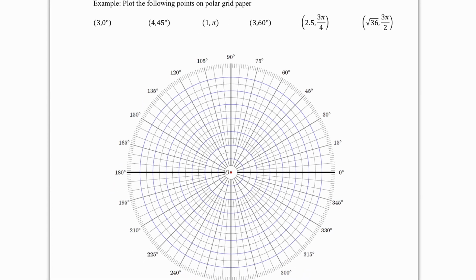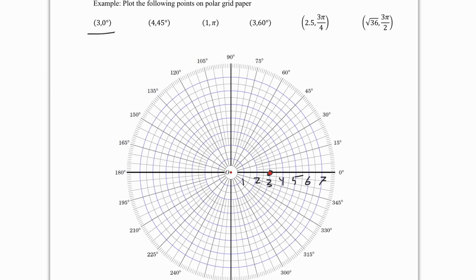Well, let's start with the first one here. Do it in black. So 3 and 0 degrees. Well, we're going to assume here, just for argument's sake, that each one of these blue rings, which probably didn't show up on your photocopy, but you can see here on the video, is going to be a whole number. So this is going to be 1, 2, 3. So right here, we've got 3. We could label these as 1, 2, 3, 4, 5, 6, and 7.